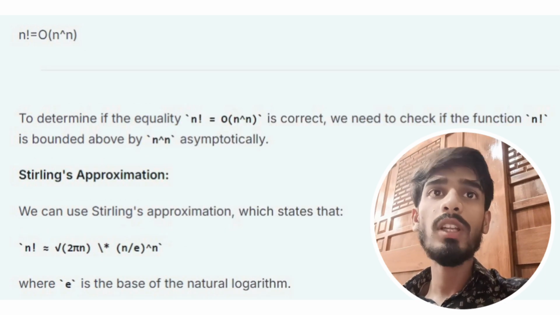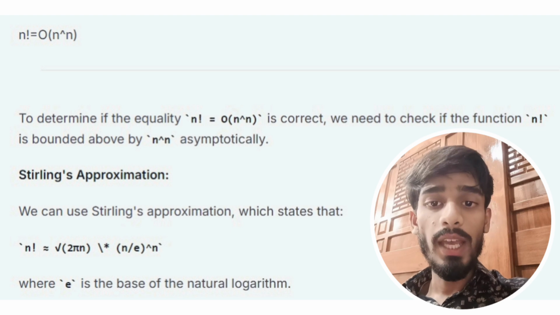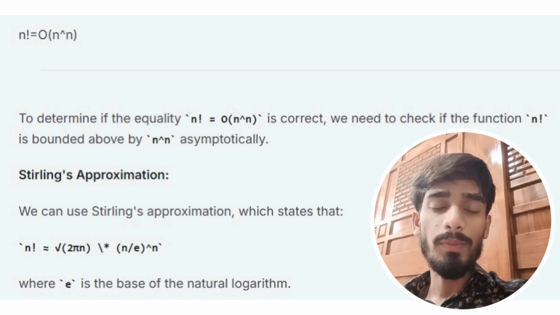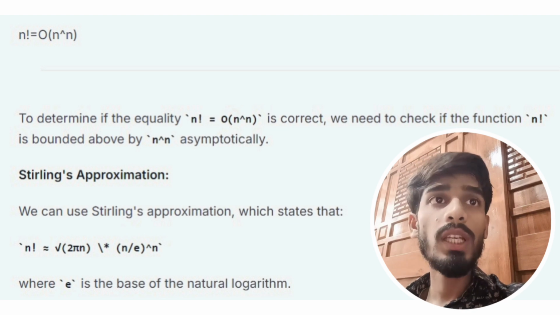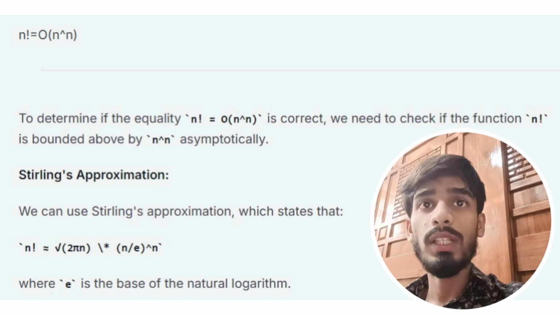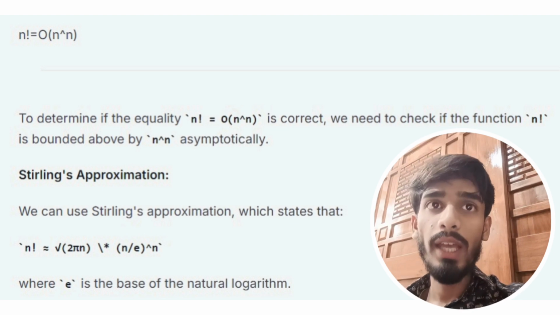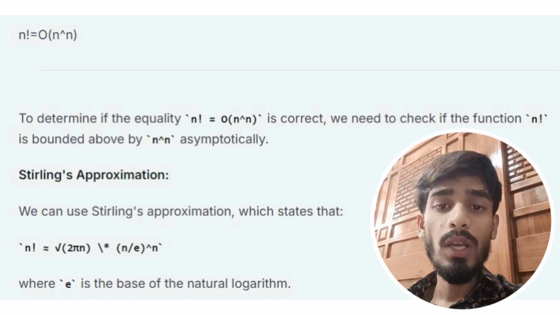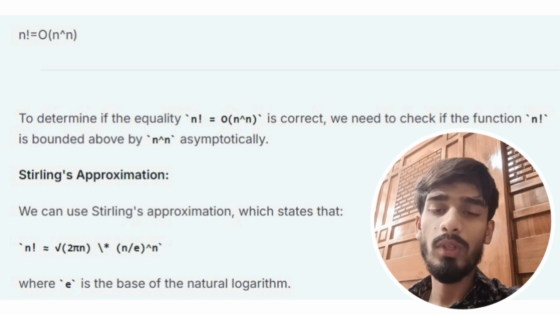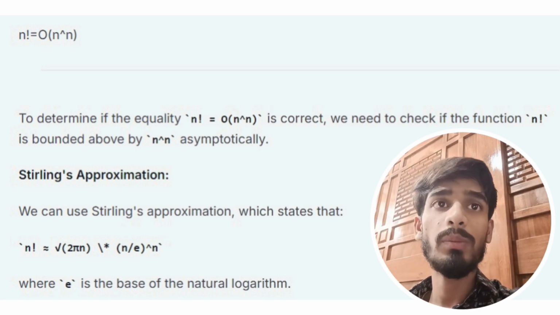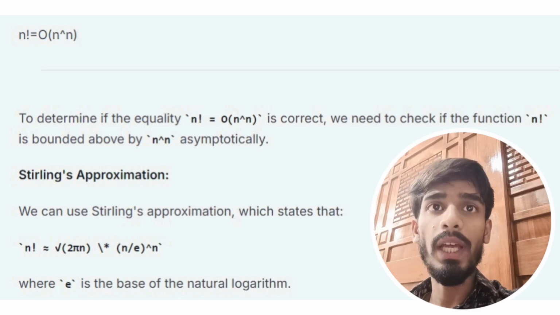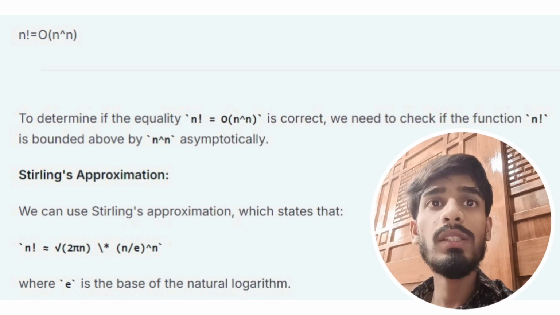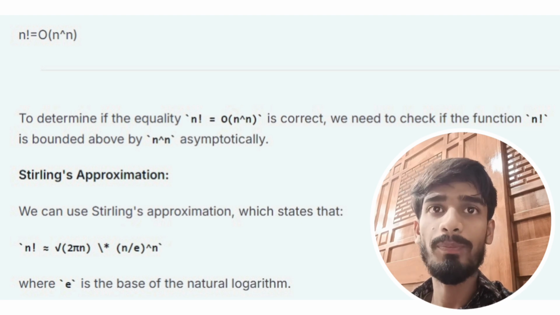Next, we are going to determine if the equality n factorial is equal to big O of n square is correct or not. For this, we need to check if the function n factorial is bounded above by n square asymptotically. First, what is Stirling's approximation? We can use Stirling's approximation, which states that n factorial is approximately root of 2 pi n into n by e power n, where e is the base of the natural logarithm.